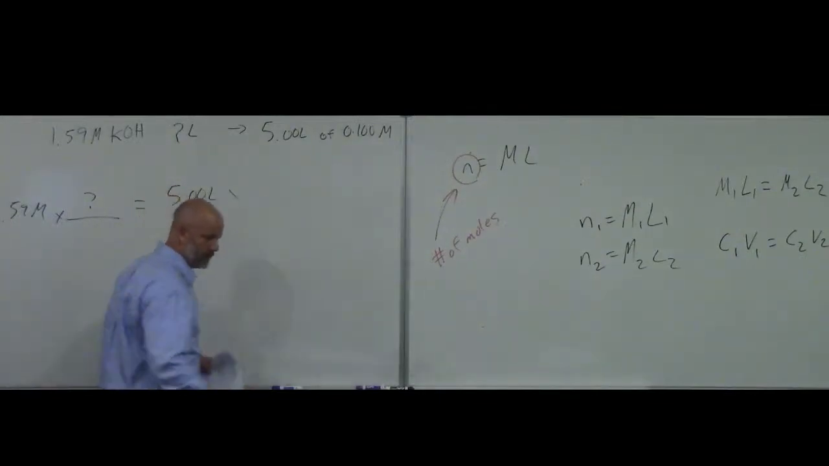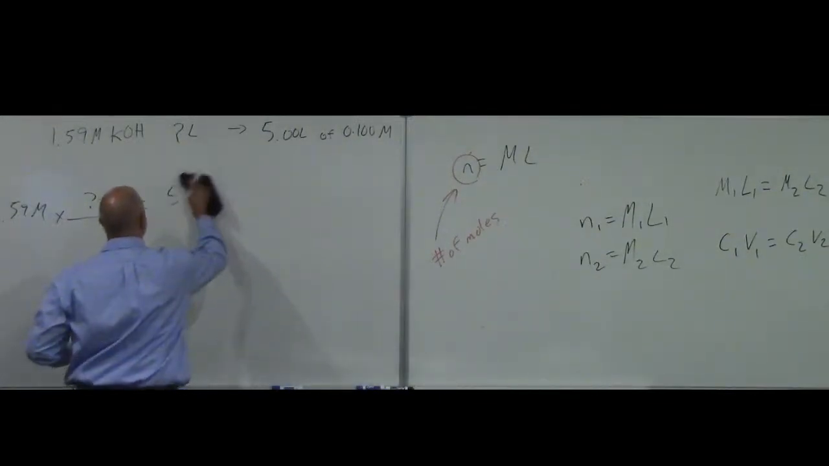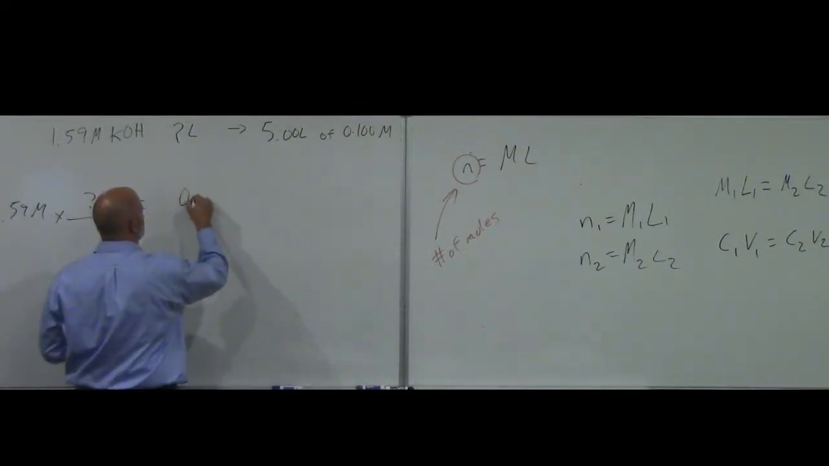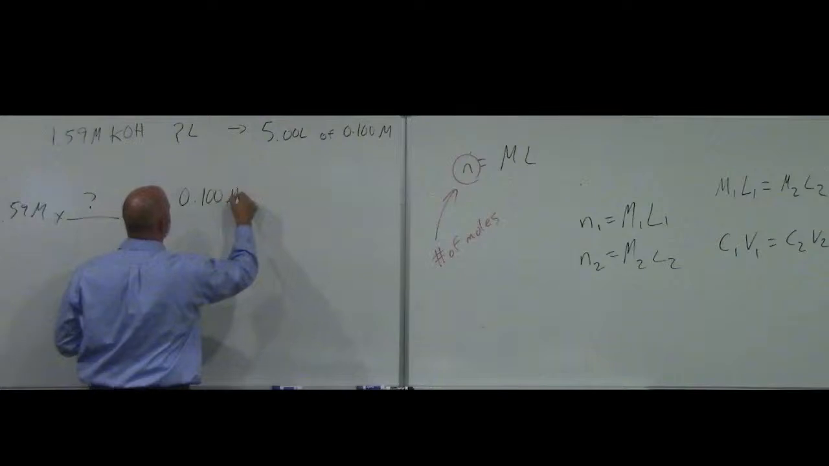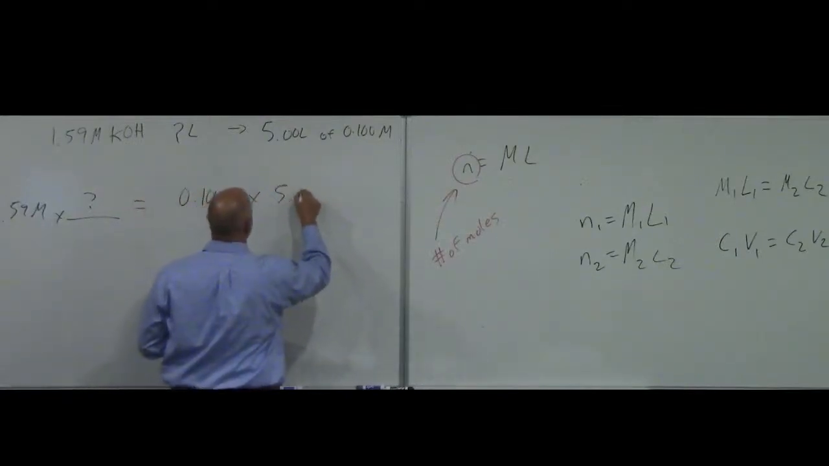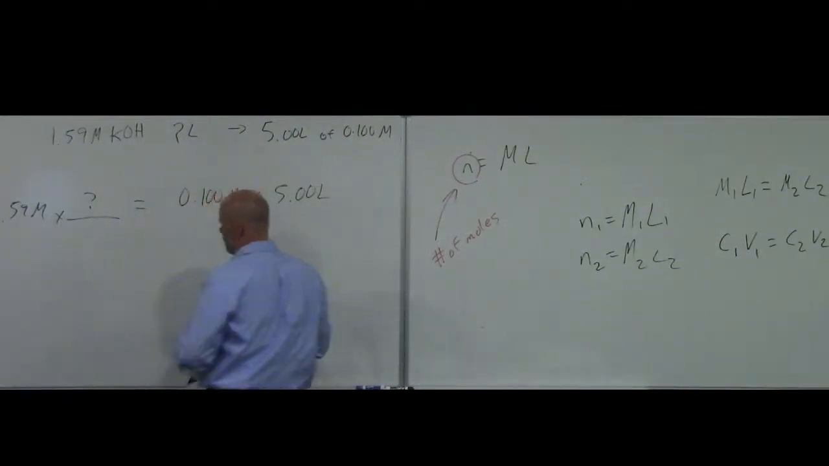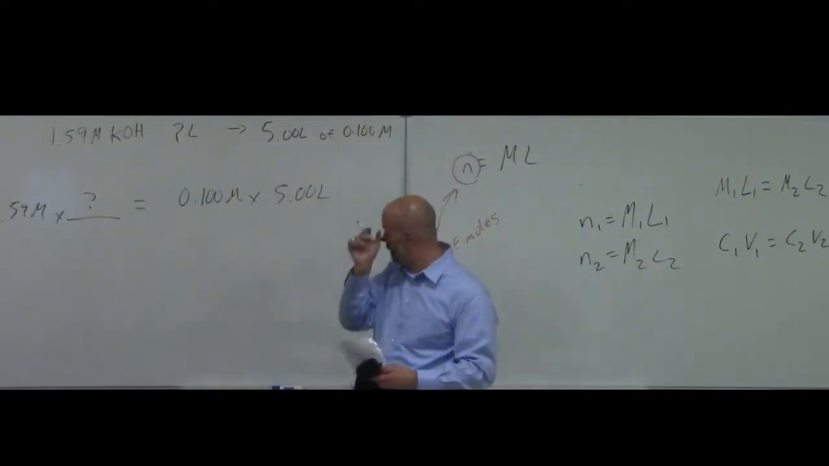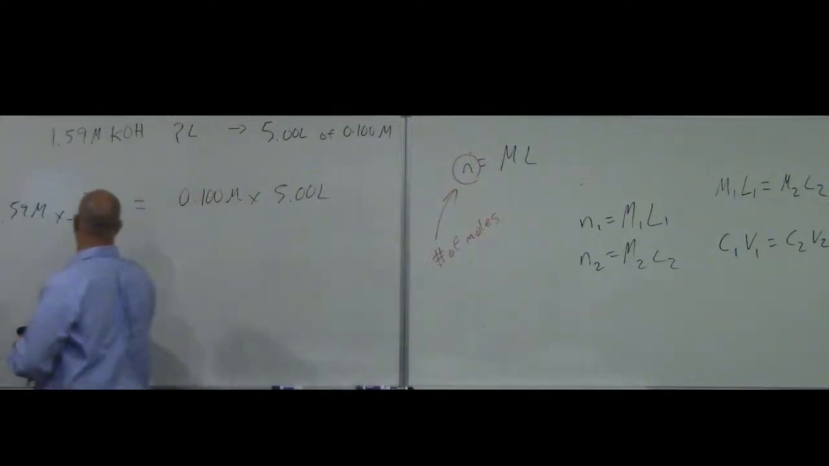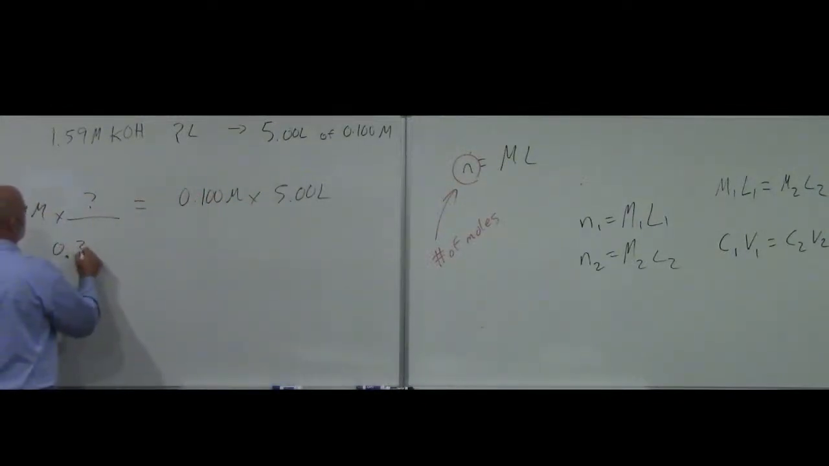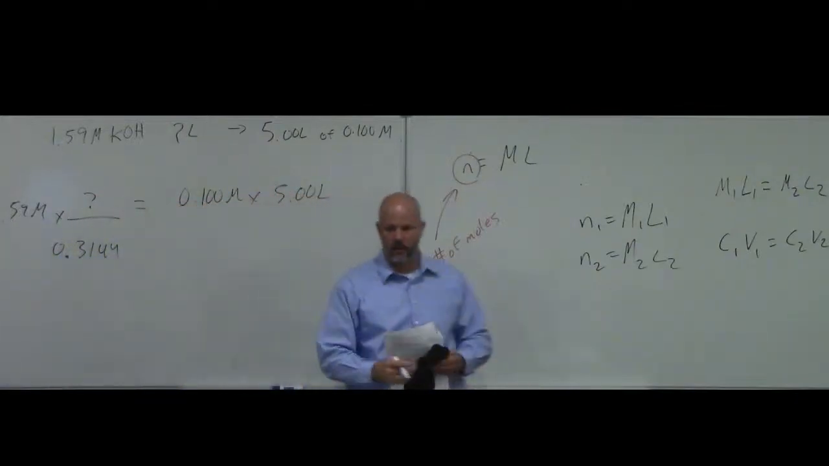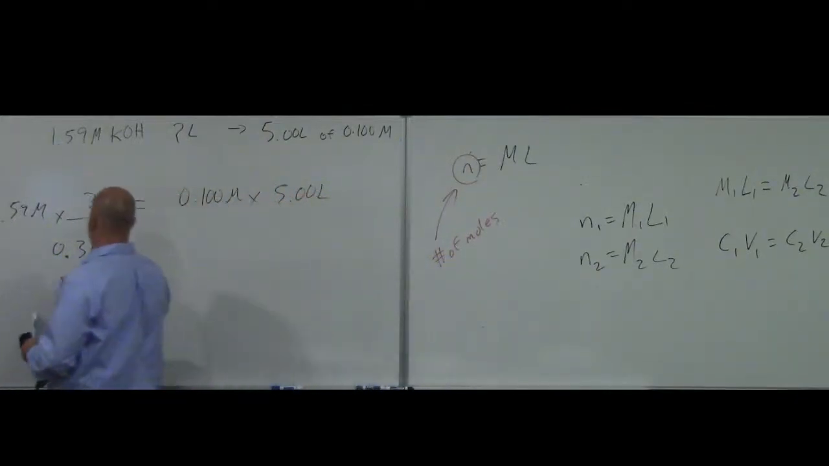Actually, let me rewrite. Let me put that in the same form, or order your formulas in. I'm going to have 0.100 molar times 5.00 liters. So I multiply and I divide. The answer is 0.3144. I'll double check that. I got 0.03144.